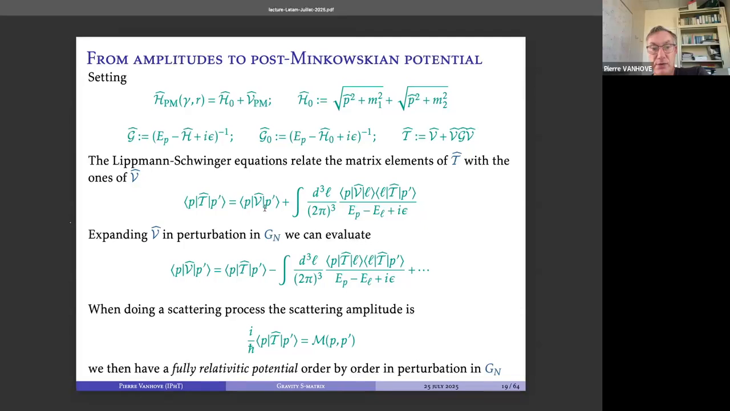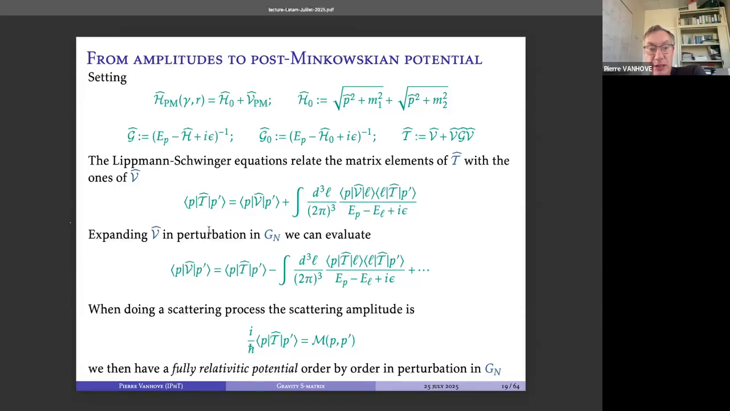T is the potential V plus some term. Here I'm deciding that I'm working in free space-time dimension. So this is the potential, this potential here. Then T is convoluted with an integration over this three-dimensional vector, which has to do with the energy that is exchanged for the states that are propagating, that are inserted here.